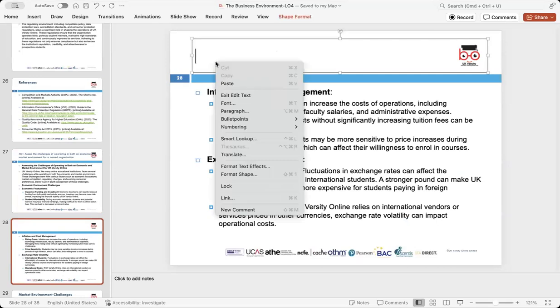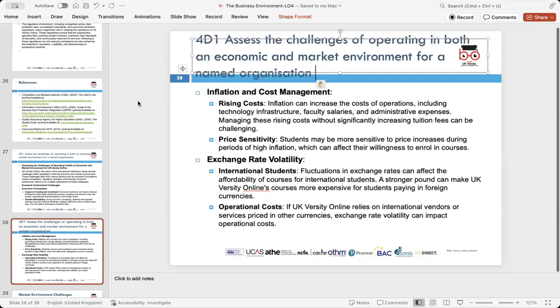Right. So next is inflation and cost management. Inflation can significantly increase the operational costs of UK Varsity Online. Expenses related to technology, infrastructure, faculty salaries, and administrative operations can rise due to inflationary pressures. Managing these rising costs without significantly increasing tuition fees can be challenging.